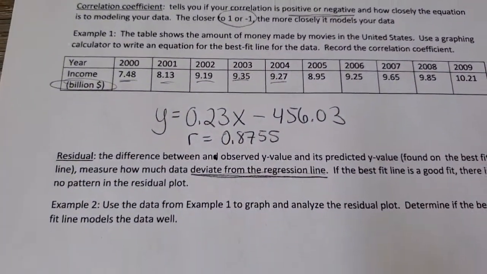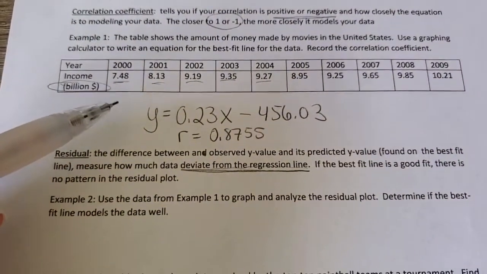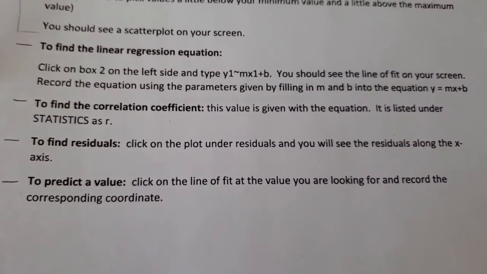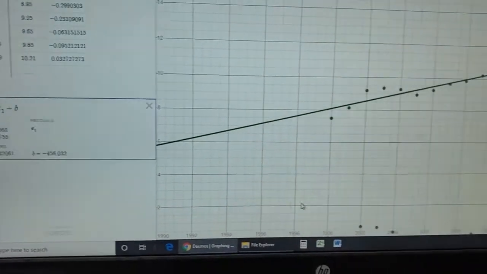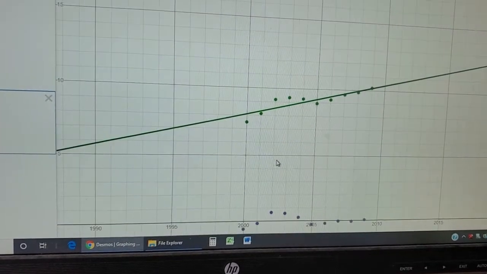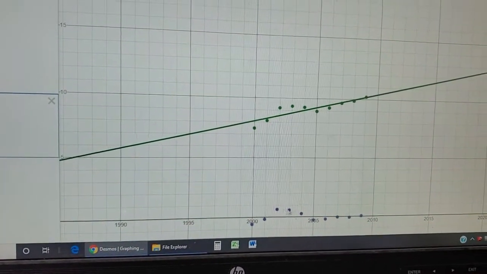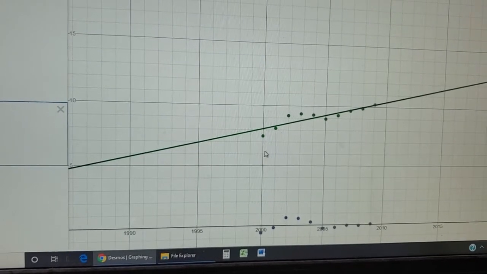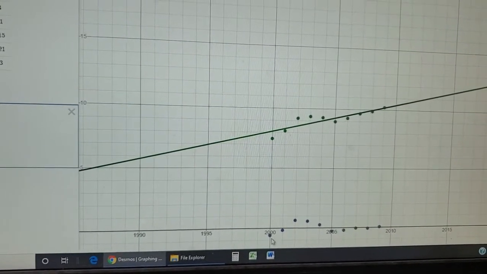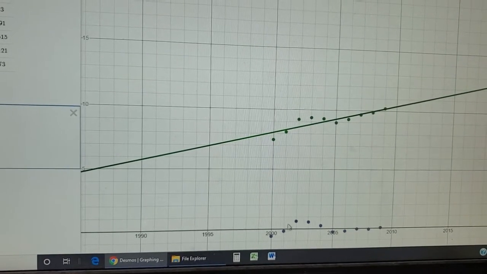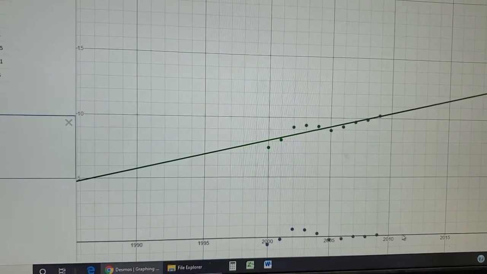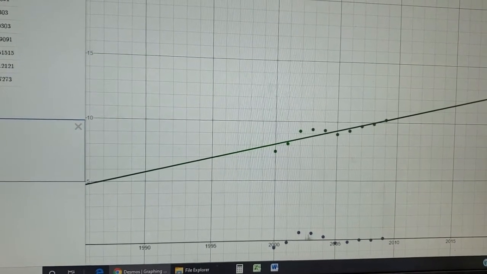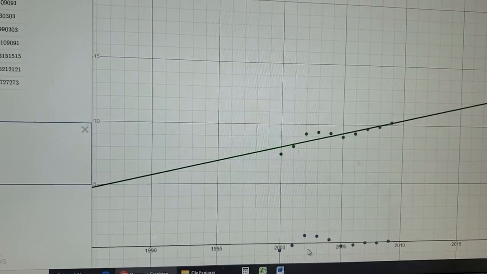And then residual, example 2 says to use that data and get the residual. The directions say to find the residual, click on the plot under residuals. So if we go back here and click the word plot under residuals, and look at our calculator, you might have to scroll a little bit, but you see those lines along the x-axis? That's the residual. That tells you how far off it is from the line. You see how this point is a little below because it was below the line. This one's right on. A perfect prediction equation would be all at 0. It would follow right along the 0 line, but this one is above and below some.